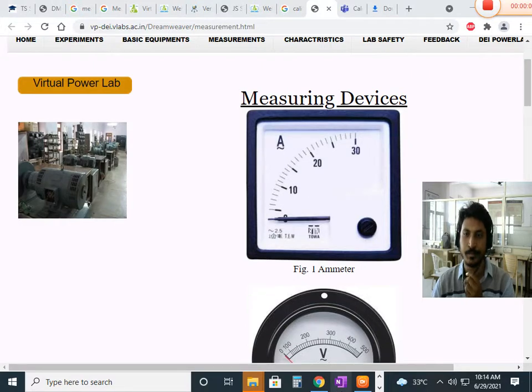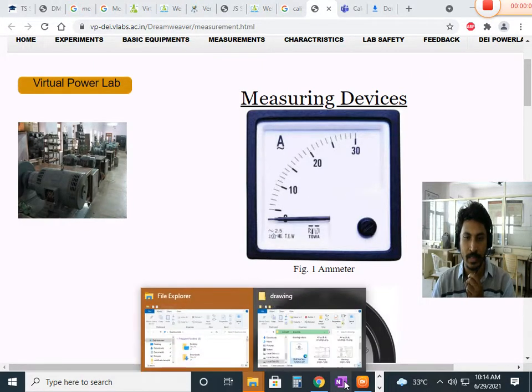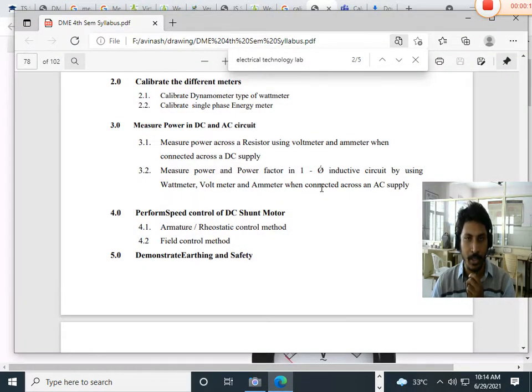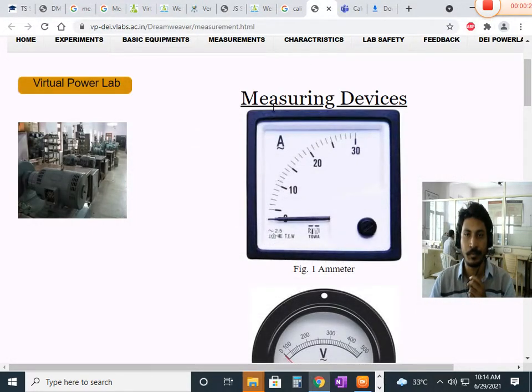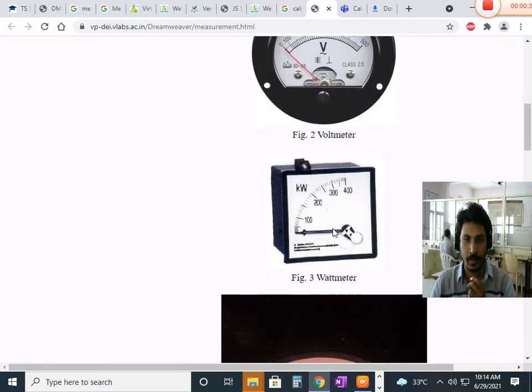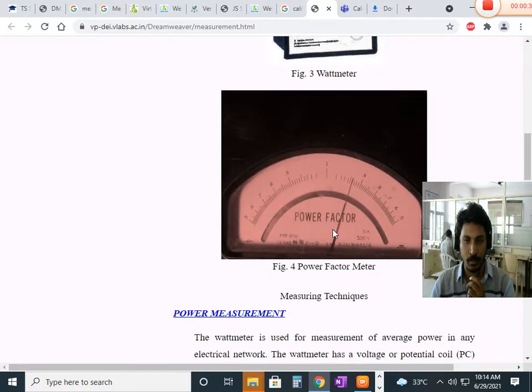Hello friends, today we will be discussing the calibration of the different meters. Calibrate the dynamometer type wattmeter. The instruments required here are the measuring devices: ammeter, voltmeter, wattmeter, and power factor meter.